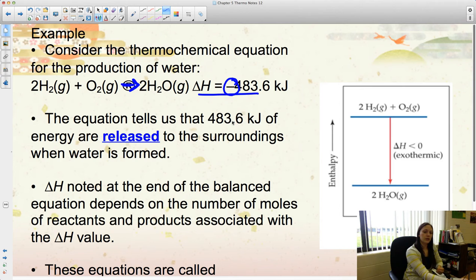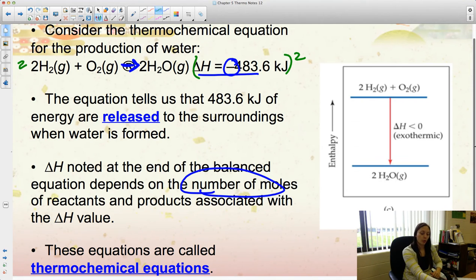Okay, delta H is noted at the end of a balanced equation, and depends on the number of moles of reactants and products. So that's a big one. It depends on how many moles you have right there. So if I were to multiply this entire equation by 2 and put all the coefficients as twice as big, then my delta H would have to be twice as big. All of these equations are called thermochemical equations because you've got the thermochemistry behind it, which is this delta H number. Thermo is dealing pretty much with heat and energy.